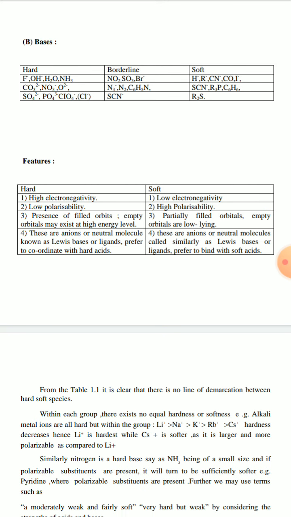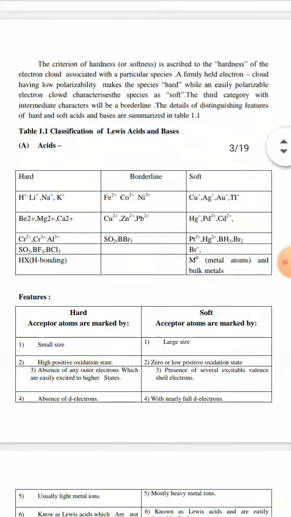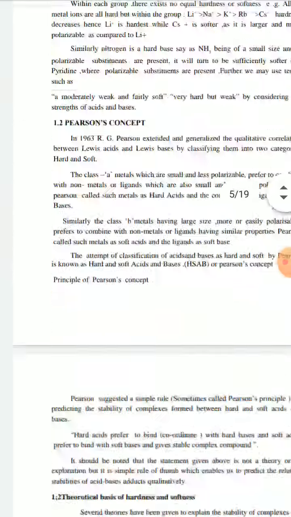Hard bases are anions and neutral molecules known as Lewis bases and ligands which prefer to coordinate with hard acids, and soft bases are similarly anions and neutral molecules, Lewis bases and ligands, which prefer to bind with soft acids. So this is about hard and soft acids and bases.